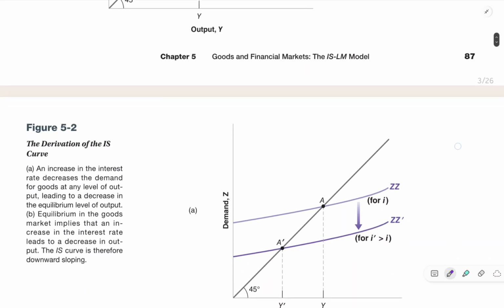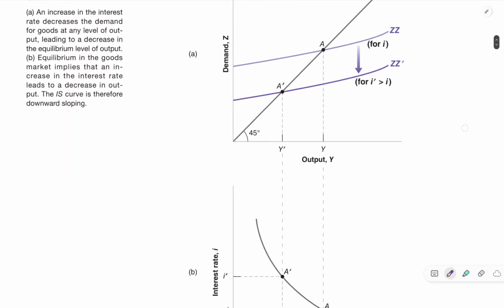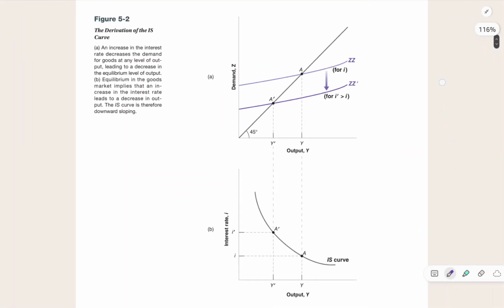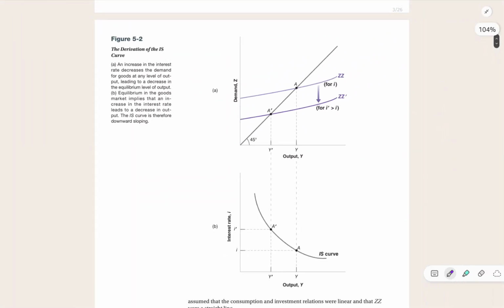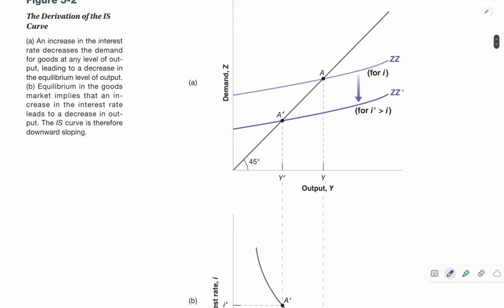Derivation of the IS curve is the second figure. Here they have shown how both can be interpreted, with output and interest rate, and output and demand. That's the derivation of the IS curve. An increase in the interest rate decreases the demand for goods at any level of output, leading to a decrease in the equilibrium level of output. Equilibrium in the goods market implies that an increase in the interest rate leads to a decrease in output. The IS curve is therefore downward sloping.